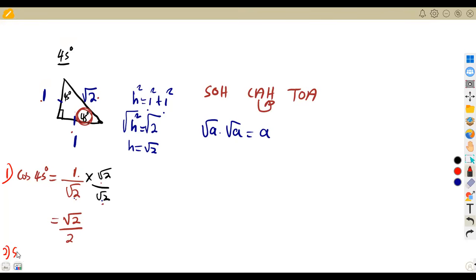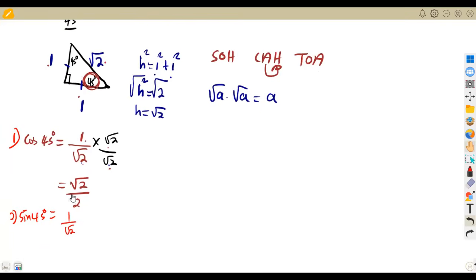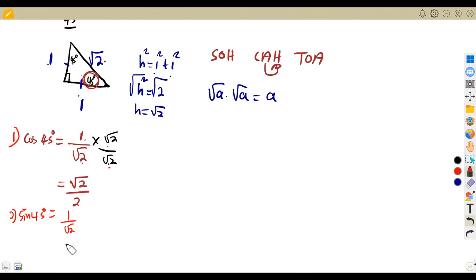All right, so it is the same thing. The sine of 45 is going to be opposite over hypotenuse, so it's going to be 1 over the square root of 2. As you can see, 1 over square root of 2, we worked it out before and ended up with the square root of 2 over 2. Then we move on to the tan of 45 degrees: opposite over adjacent, that's 1 over 1. So tan 45 is equal to 1. All right, so on this one we are done.